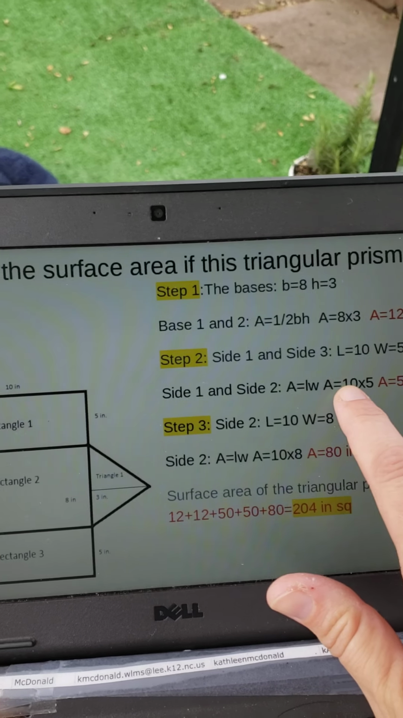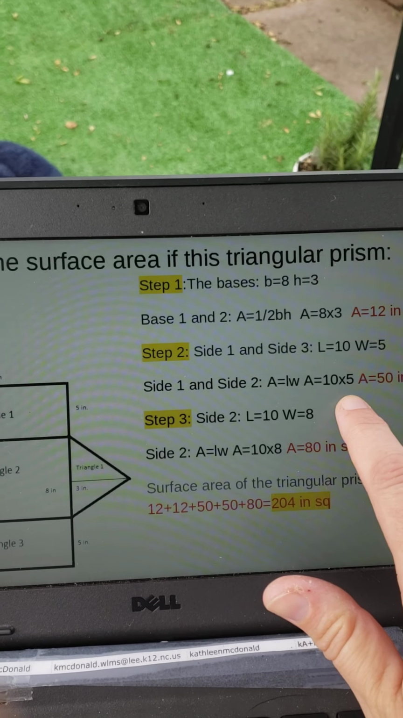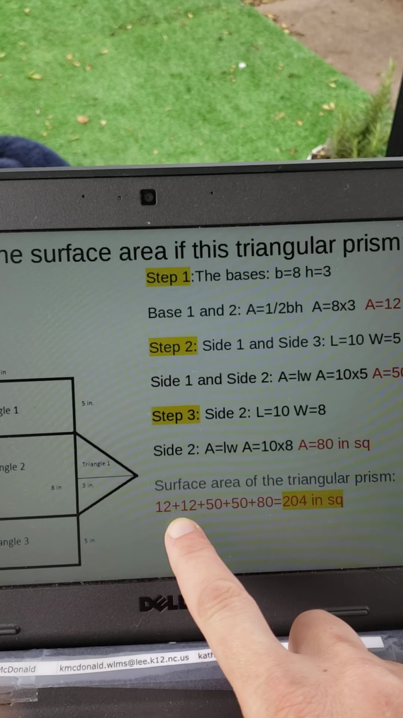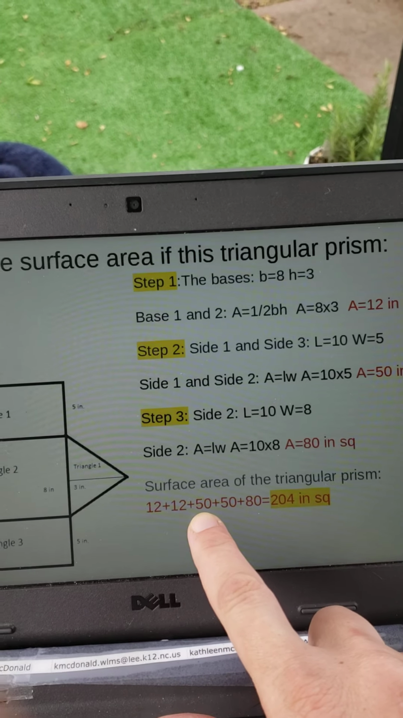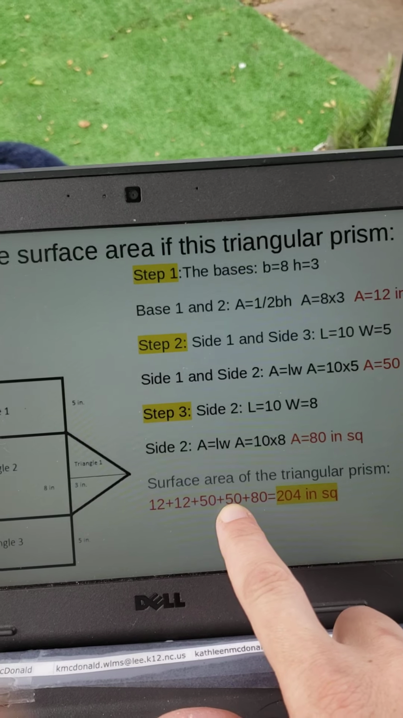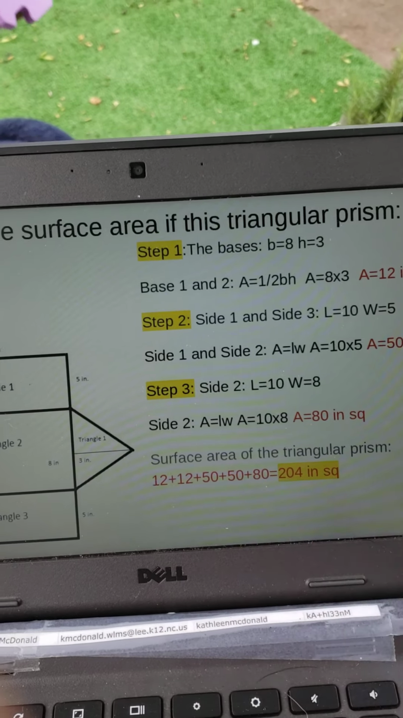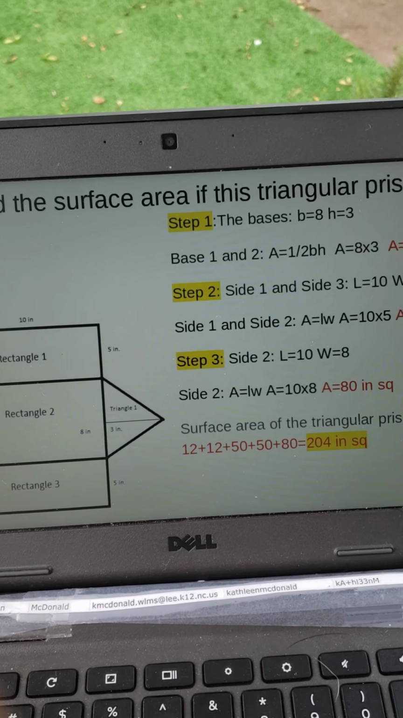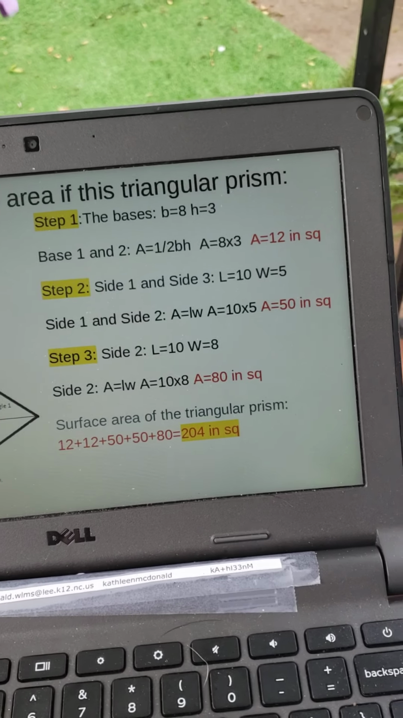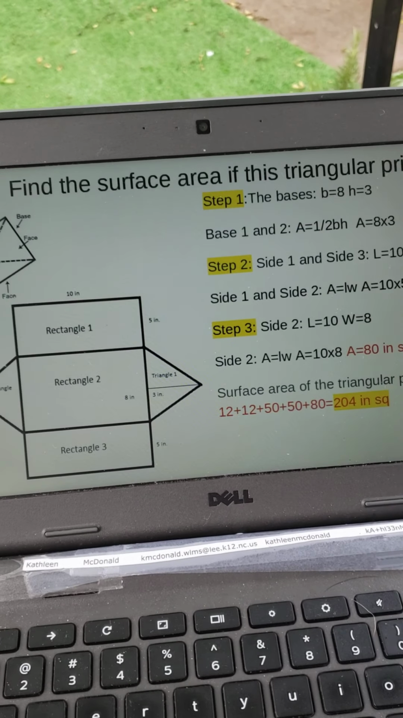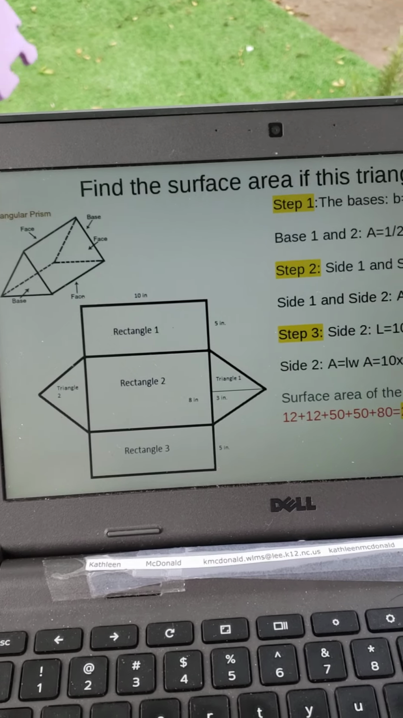Then, like I said, we got 2 rectangles that are 50 and one that is 80. So 12 plus 12 because there's 2 triangles. 50 plus 50 because 2 of the rectangles are the same, and then there's a larger rectangle that's 80. That's 204 square inches. Okay, so it's just walking through, making sure you're doing the area of each side and then adding them together properly.